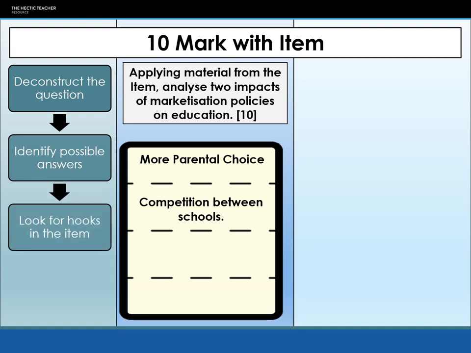Our next stage then, once we've got our points, is to find the hooks in the item. And that means looking at the item and seeing how you could link that into the impact that you've identified. Not all five of the points that you've got will link to the item, but at least two of them have to, because each paragraph has to have a link to the item.